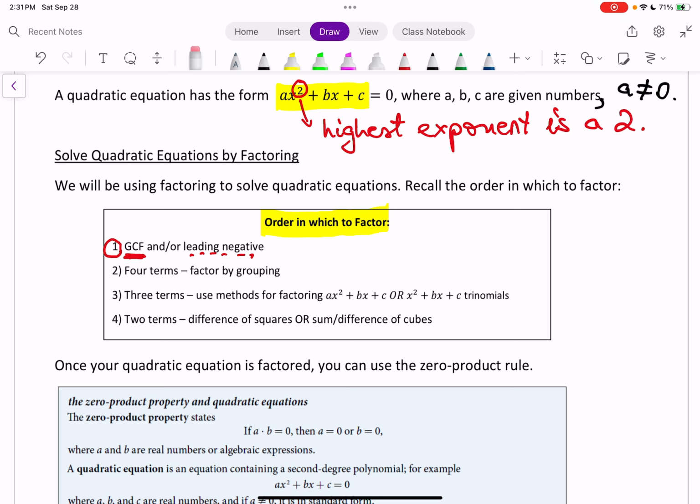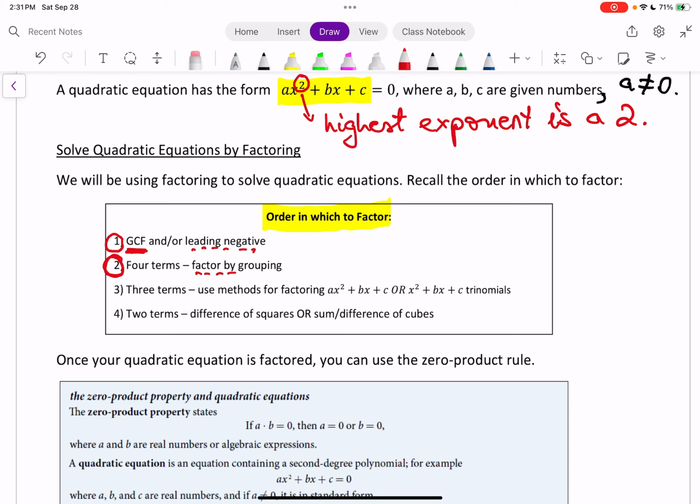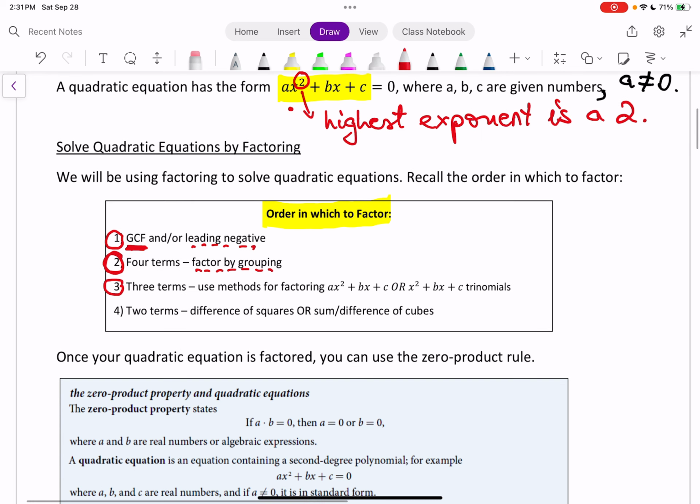Okay. If you ever see 4 terms, which we're not really going to see in this section, but definitely in the next chapter, anytime you see 4 terms, you're always thinking about factoring by grouping. So review that. 3 terms is really what we're going to see most of the time in a quadratic. 3 terms, that's exactly what a quadratic equation has. Yes, we will definitely use factoring methods for ax squared plus bx plus c, which you see looks exactly like your quadratic equation, or x squared plus bx plus c.